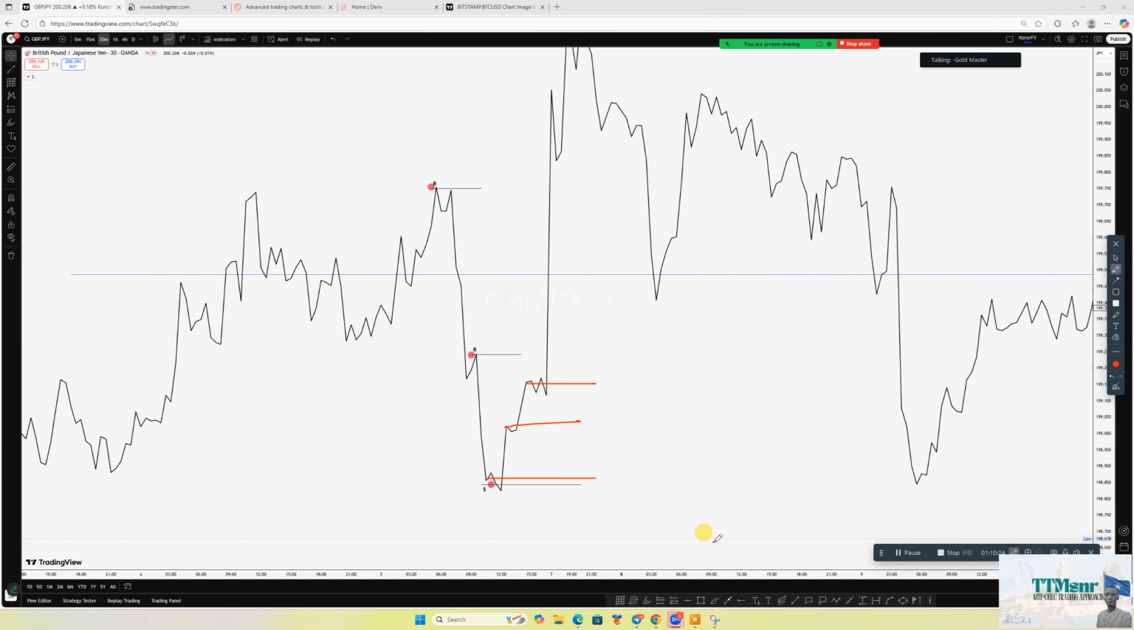Which zone would you select as your tradable zone? The lowest one. If you have two zones, you will always select the lowest one. If you have three zones, or if you have one zone, it's okay. But like this one, here is your zone.